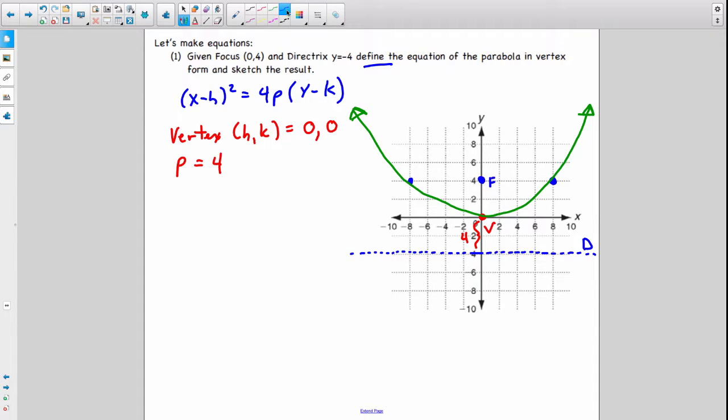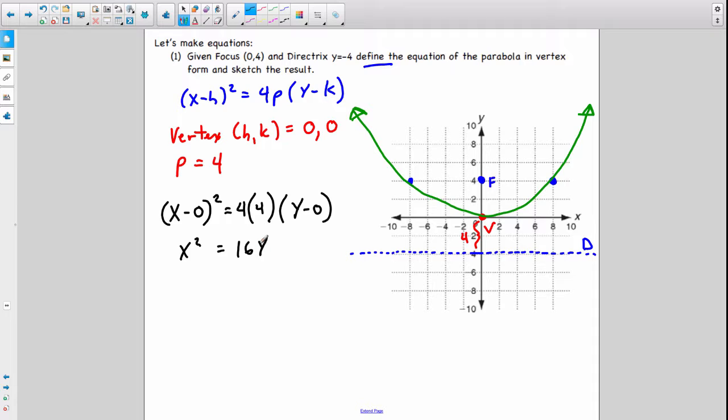Standard form. To get it into standard form, actually, first to get it into vertex form. Murray, you're way ahead of yourself here. Okay, sorry. Let's do this first. Let's fill in what we know. So the h and k are 0, right? So (x minus 0) squared equals 4. p we determined was positive 4. And (y minus 0). Simplifying this a bit, we get x squared equals 16y.